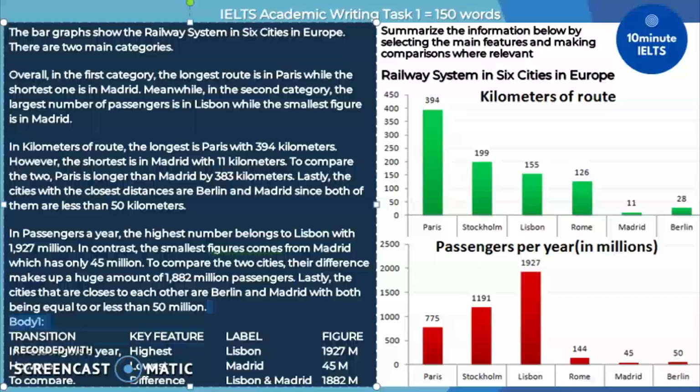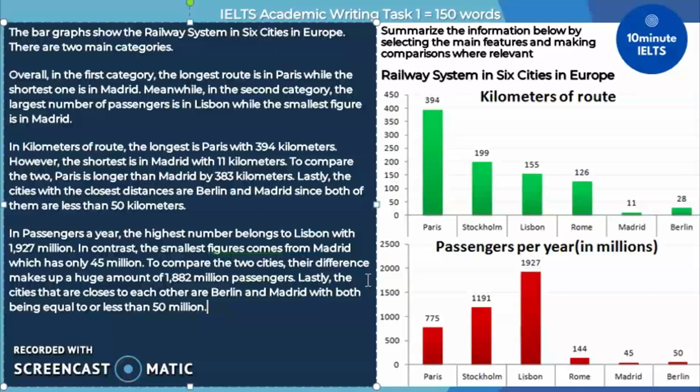And there you have it. We have finished both Body 1 and Body 2. Let's just read from top to bottom our essay and see if it's 150 words. The bar graph shows the railway system in 6 cities in Europe. There are 2 main categories. Overall, in the first category, the longest route is in Paris, while the shortest one is in Madrid. Meanwhile, in the second category, the largest number of passengers is in Lisbon, while the smallest figure is in Madrid.